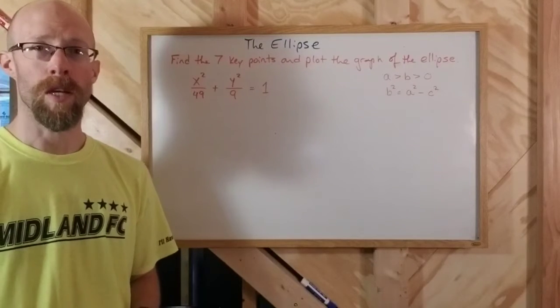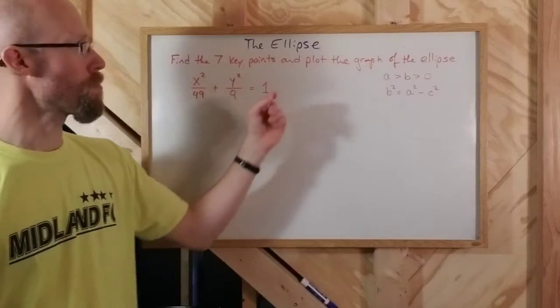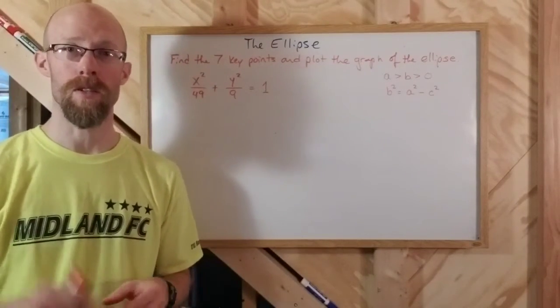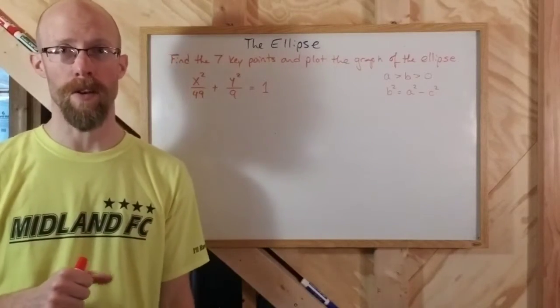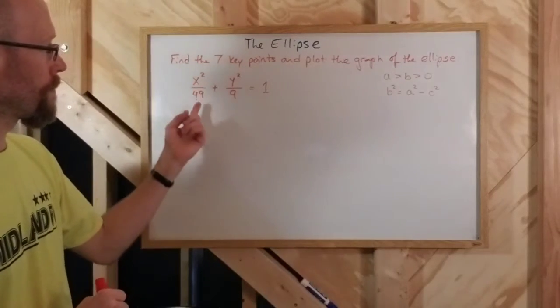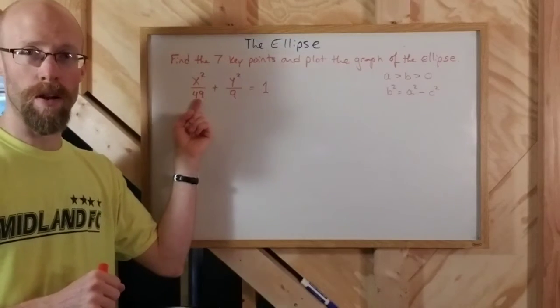In this example, we're given the equation of an ellipse, and we're asked to find the 7 key points and plot the graph. The 7 key points being the center, the 2 foci, the 2 vertices, and the 2 points on either end of the minor axis.